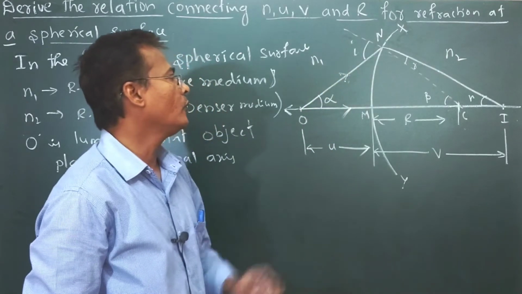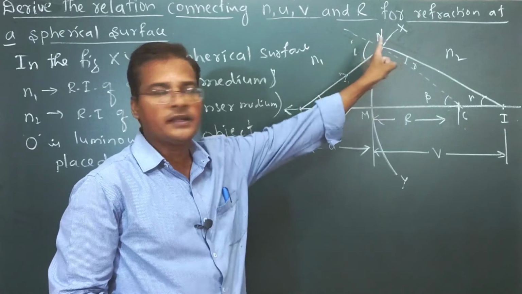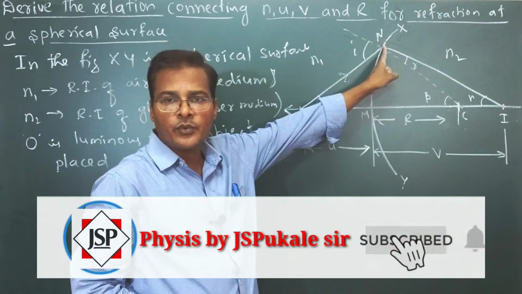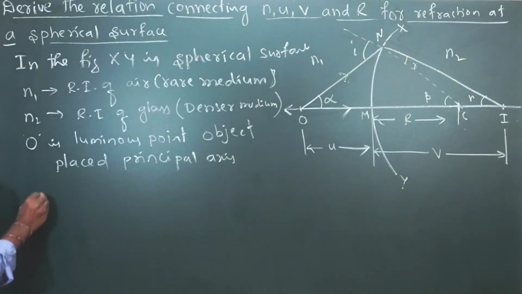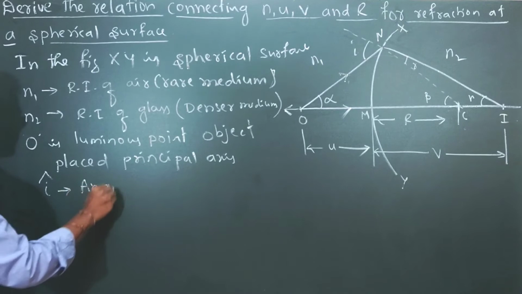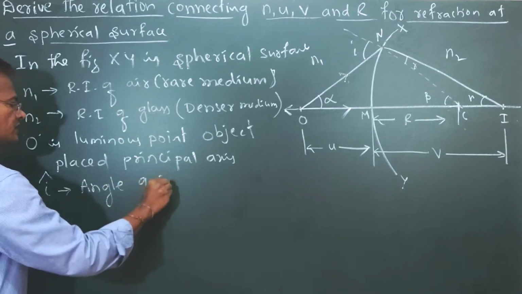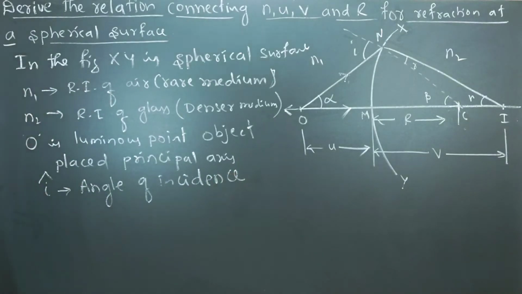Okay, so ON we are going to see as the incident ray. It will be incident at point N by making an angle i. So i is the what? The angle of incidence. I is the angle of incidence.